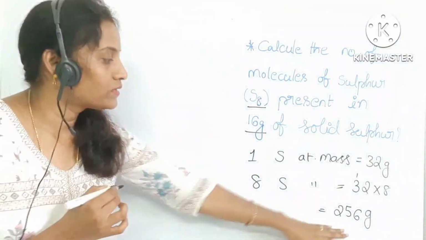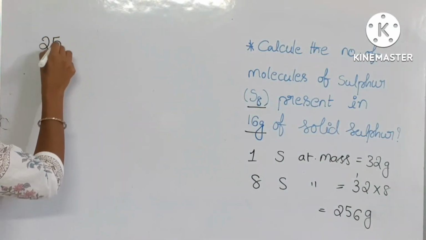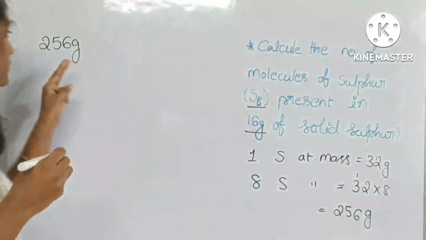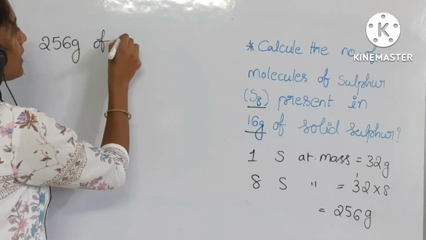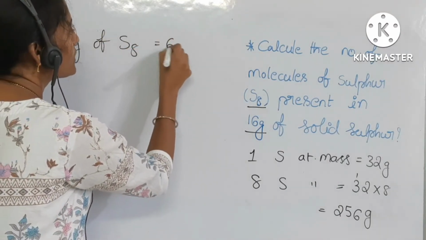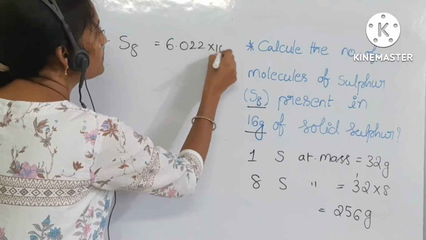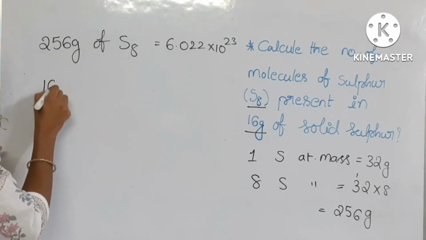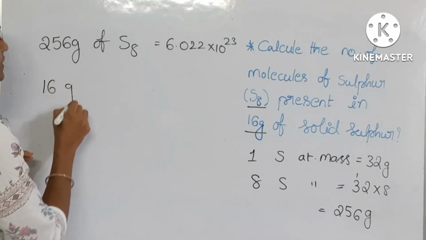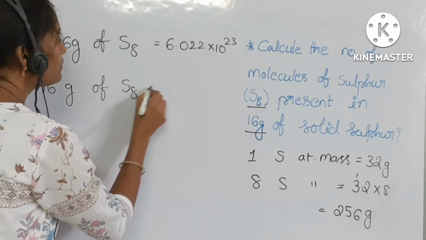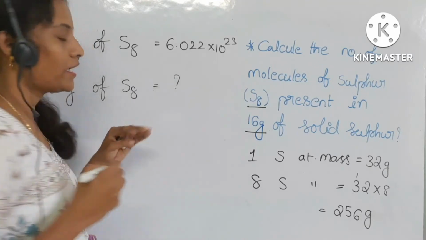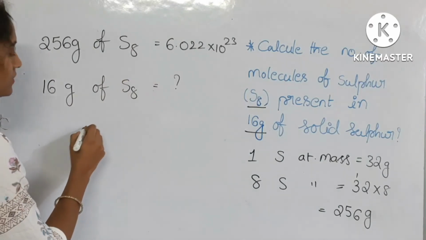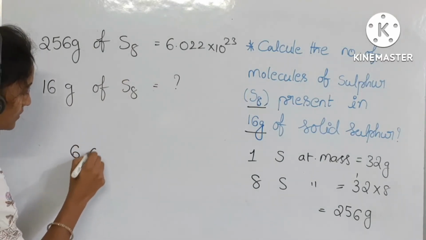Now you can take this: 256 grams of S8 molecules is nothing but 1 mole. That 1 mole, 256 grams of S8 molecules, is equal to 6.022 into 10 power 23 molecules. So what is the number of molecules present in 16 grams of solid sulfur? Here also, same as usual in previous cases, you can do cross multiplication, then you will get your answer.